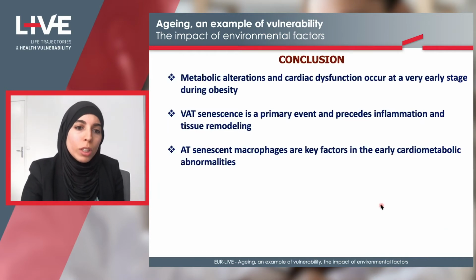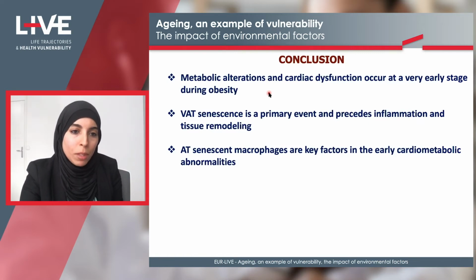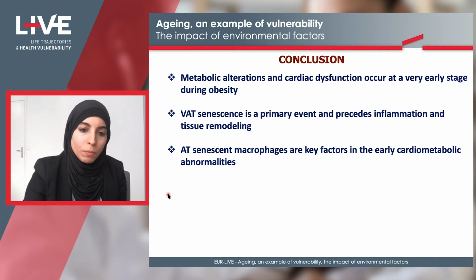So to conclude, the data that I showed and those that I didn't show here clearly demonstrate that metabolic alterations and cardiac dysfunction occur at a very early stage during obesity. Also that visceral adipose tissue senescence is a primary event and precedes inflammation and tissue remodeling. And especially that adipose tissue senescent macrophages are key factors in the early cardiometabolic abnormalities.